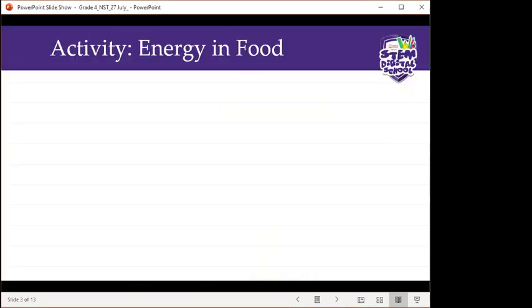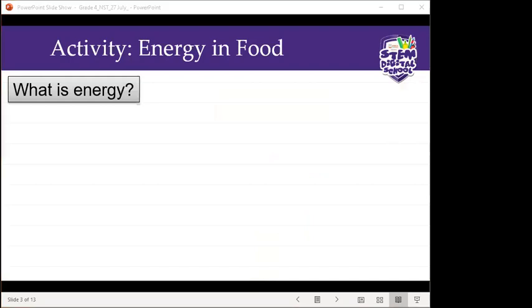Cool. So this would be an activity in energy and food. First question, what is energy? You guys can quickly type it in the group chat or raise your hand. Okay, Tony?